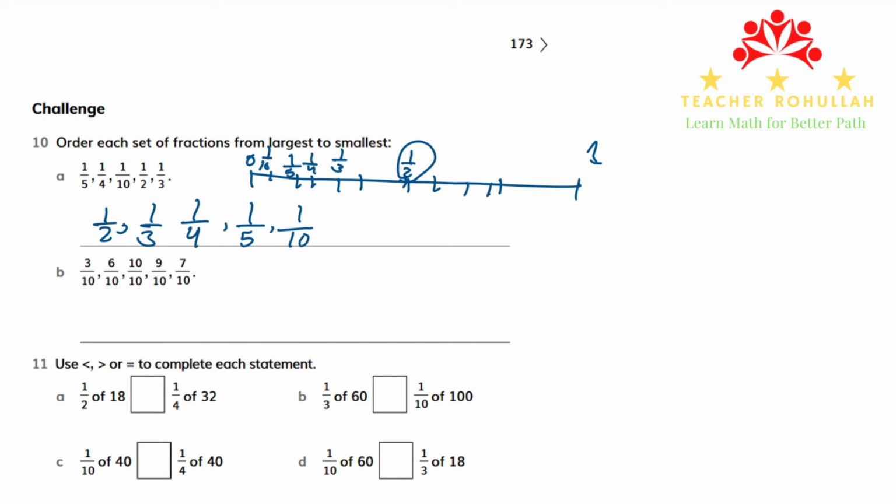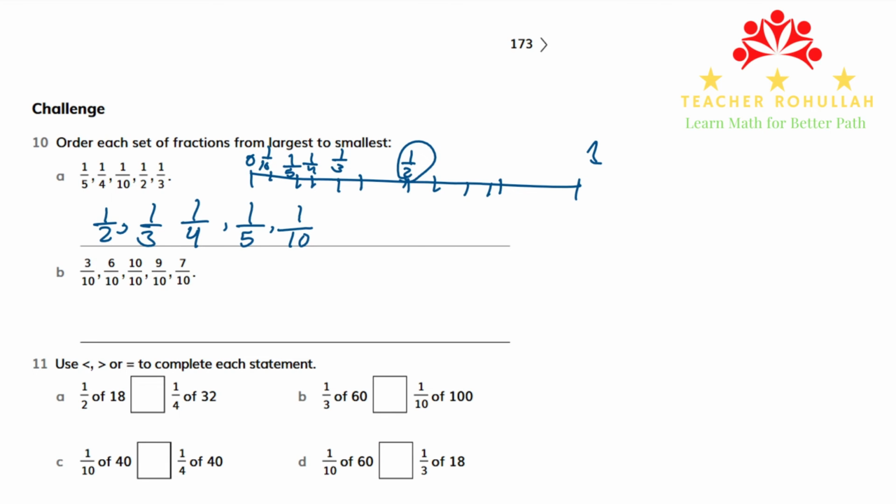Why is it like this? If we cut something into halves, it is cut into 2 equal parts. But when we cut into thirds, it is cut into 3 equal parts, which gives us a smaller amount. And the same, if we cut something into more pieces, then one part is getting smaller and smaller. As we showed over here, we have 1/2, 1/3, 1/4, 1/5, and 1/10. The second part is part B, and in part B also we have some fractions, but here the denominators are the same. When the denominators are the same, we can easily compare them.